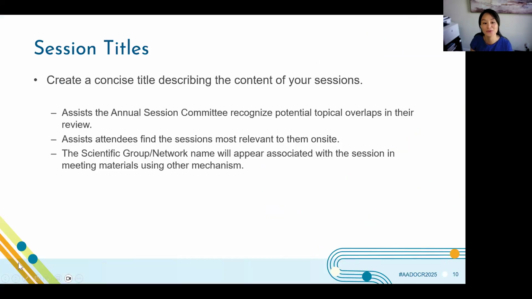First is the session title. When we create a session title, we want to create a concise title that reflects the content. This helps the annual session committee recognize the strengths of the session you are proposing, and also the overlaps between different groups or topics. It also helps our attendees find the sessions relevant to them to attend on site. The last thing is that the scientific group network name would appear associated with the session in the meeting material. So a concise title reflecting what it's about is another way to promote the concept, strengths, and highlights of the scientific group network as well.